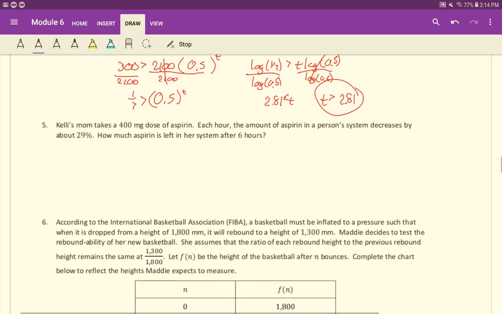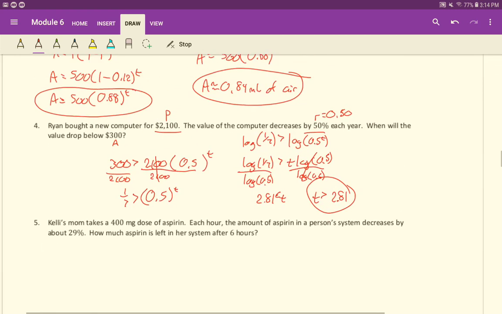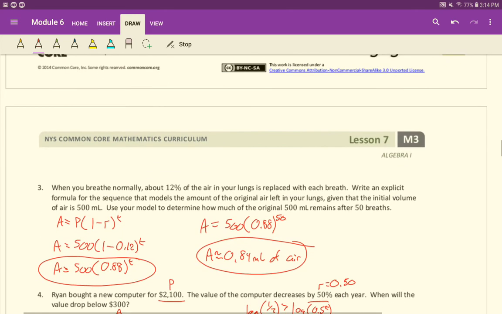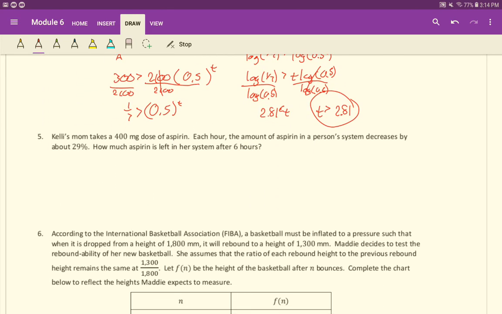Okay? All right, last one here, we'll do number 5. Go ahead, pause the video, and do this one. This aspirin one is very similar to the previous one at number 2. So try number 5 on your own, see what you can come up with.